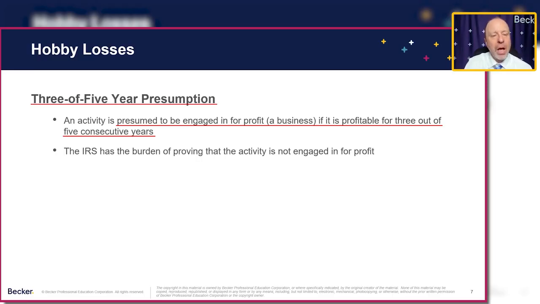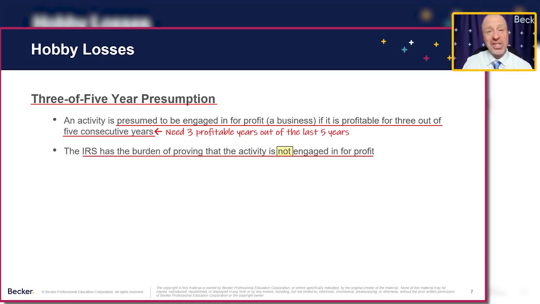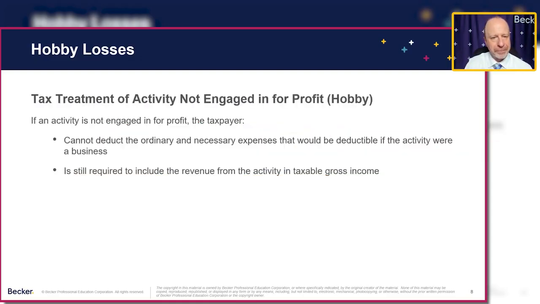You could still make the argument and it still might be considered a business, but this would just help you make the argument. But the burden of proof, after you go through this 3 out of 5 year rule, the burden of proof is on the IRS, okay? It's up to them to prove, no, this is not a business. It is more an activity, more just a hobby. And that's good for the taxpayer because why should you have to prove it is a business? Let the IRS disprove that it's a business and just a hobby.